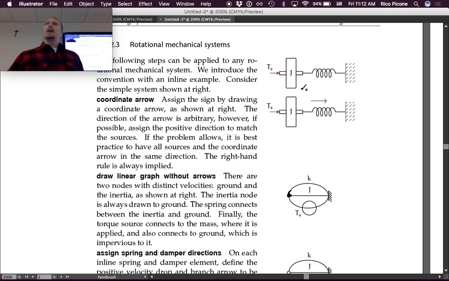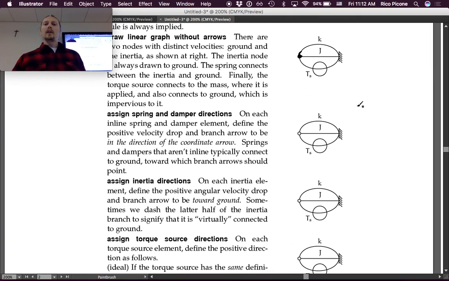Okay? And we encounter first this moment of inertia node, and then we encounter the ground node going left to right. Therefore, we have to draw our arrow going from the moment of inertia node to ground. Okay.